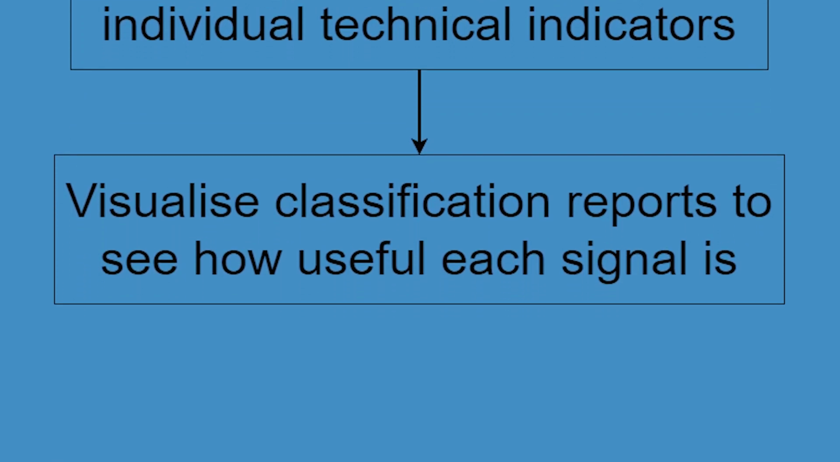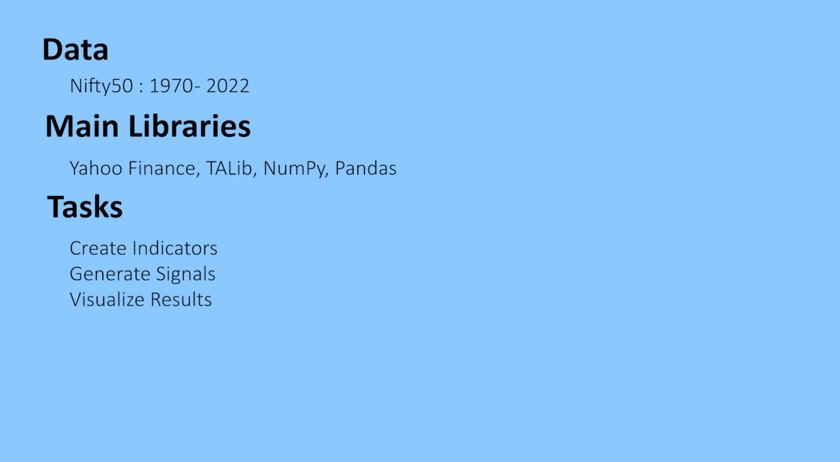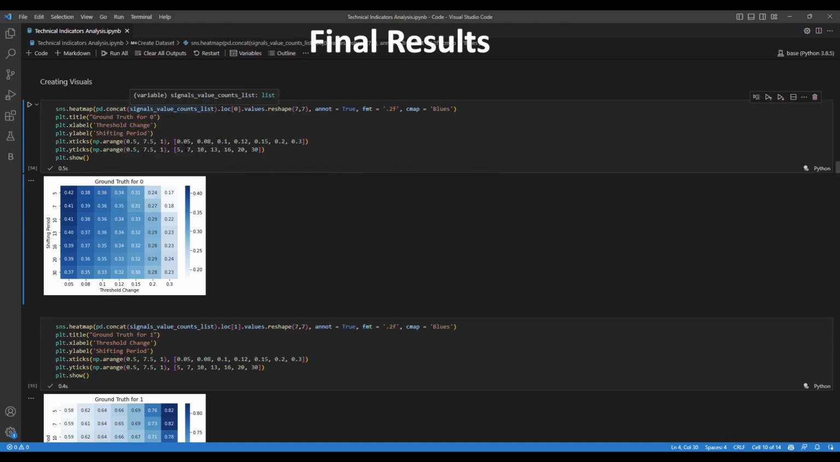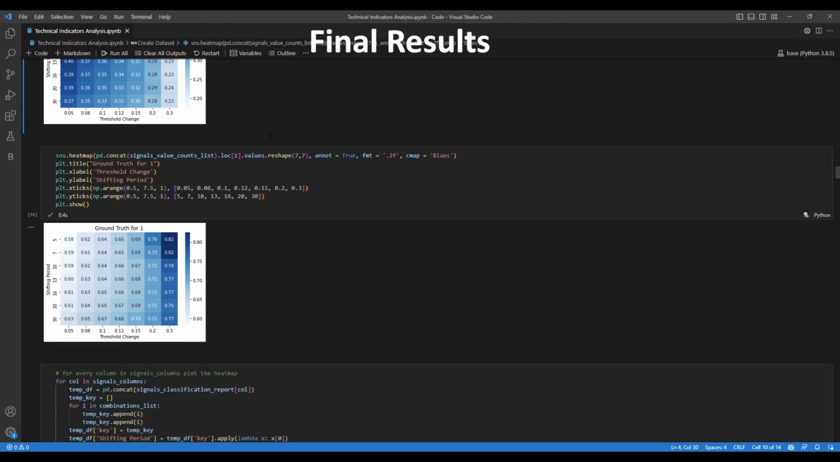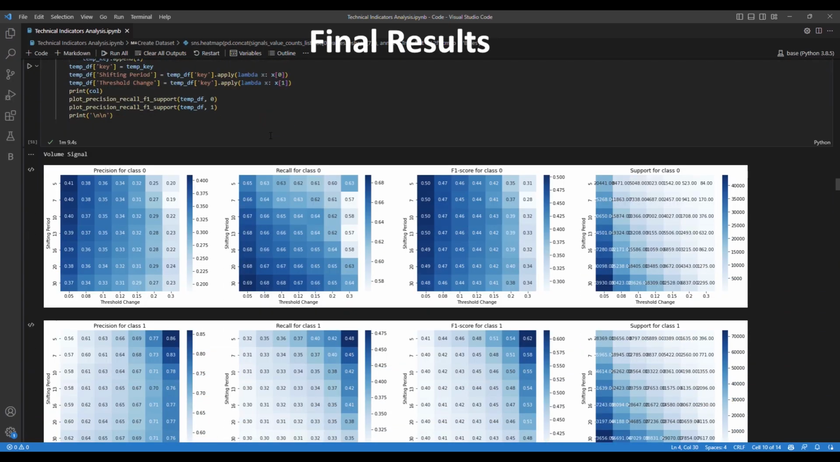Finally, step 4 is visualizing our results using heat maps and drawing inferences from them about the indicators. We'll be using the Nifty 50 data across 5 decades as our dataset. We'll be using various libraries and tools like Yahoo Finance, TA-Lib, numpy, and pandas to create indicators, generate signals, and visualize our results on heat maps. And as we look through the results, I will also explain a bit about precision and recall for a better understanding of what exactly these visualizations mean for us.